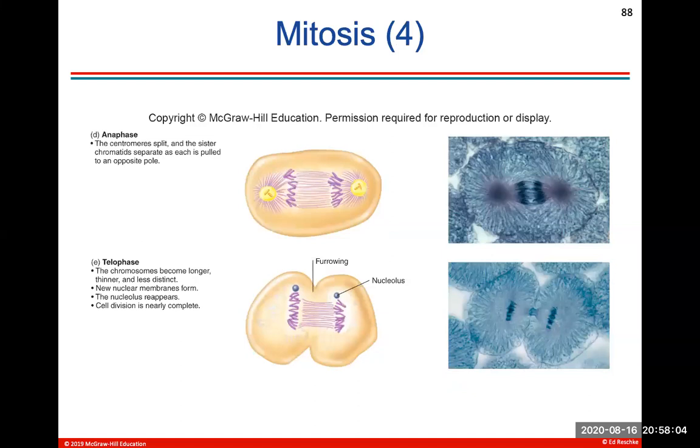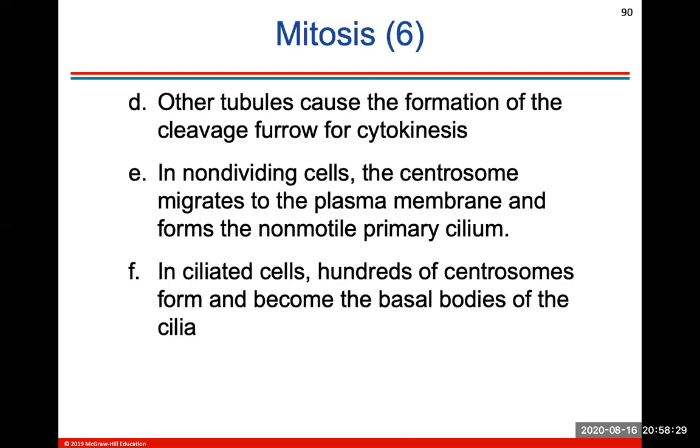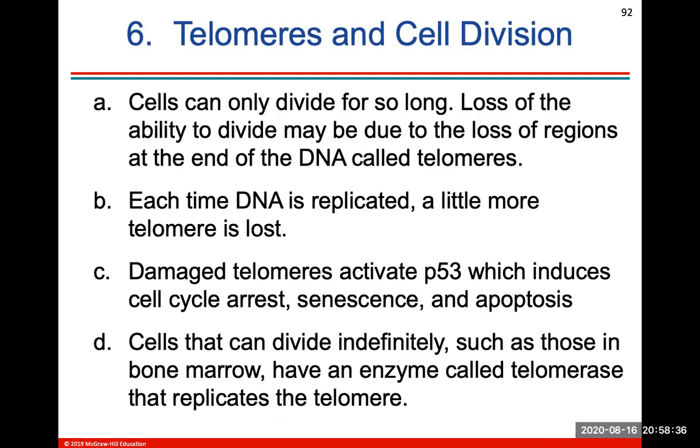Mitosis, just another look at anaphase, telophase. The role of the centrosome: this is a structure located near the nucleus of a non-dividing cell. At the center of it are two centrioles, and they will replicate and move away from each other during prophase, and they will be what these spindle fibers will form from to pull apart, to attach to the centromere and pull apart the replicated sister chromatids. So these are centrosomes. It's a pair of two centrioles, and again, they are what will form the spindle fibers and pull the chromosomes apart.